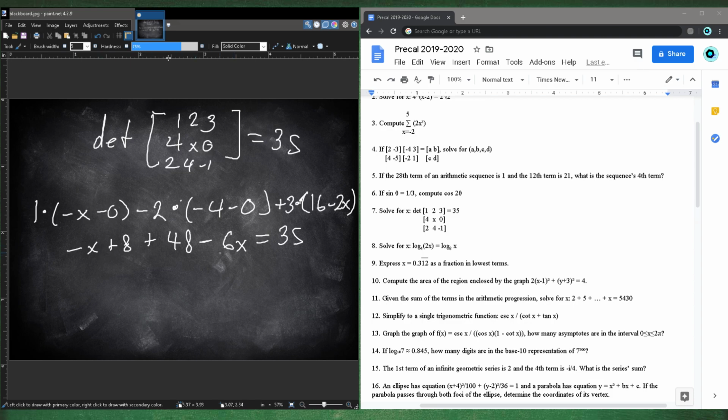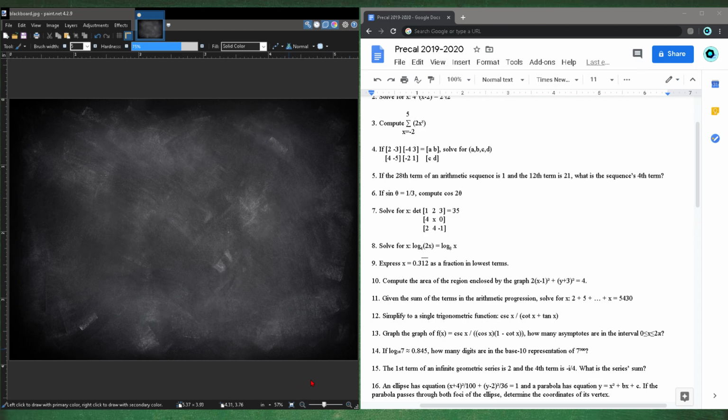So then adding the like terms together, negative x plus negative 6x is negative 7x. And the constant is 56, so 35 minus 56 is negative 21, right? So let's substitute that in. So x equals negative 21 divided by negative 7, which is 3. And that is your answer for number 7. Okay, see, it's pretty simple.